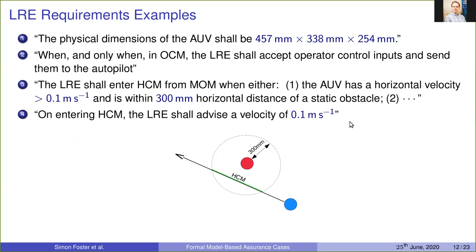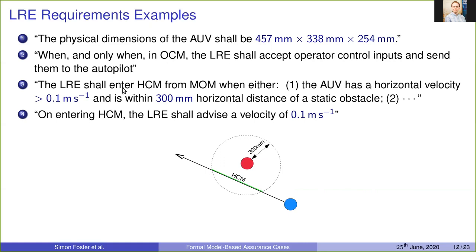So just as an example of the sort of requirements that we're dealing with, here are 4. So you can see we're dealing with things like physical dimensions, we're dealing with things like mode switching as well. So like this: when and only if in OCM, the LRE shall accept operator control inputs and send them to the autopilot. So this is the situation when the LRE is passive, where it's simply passing on operator commands to the autopilot.